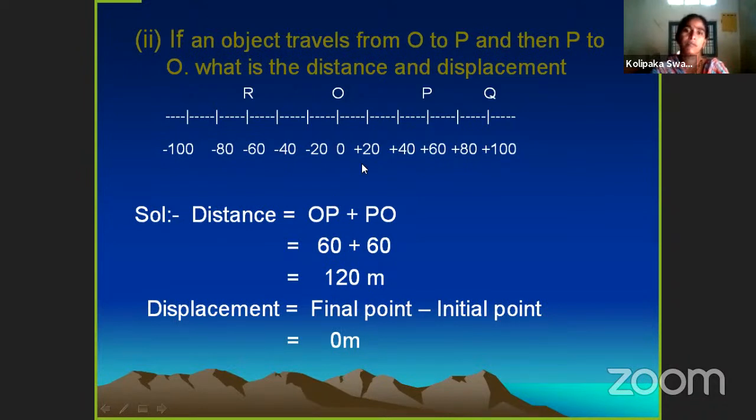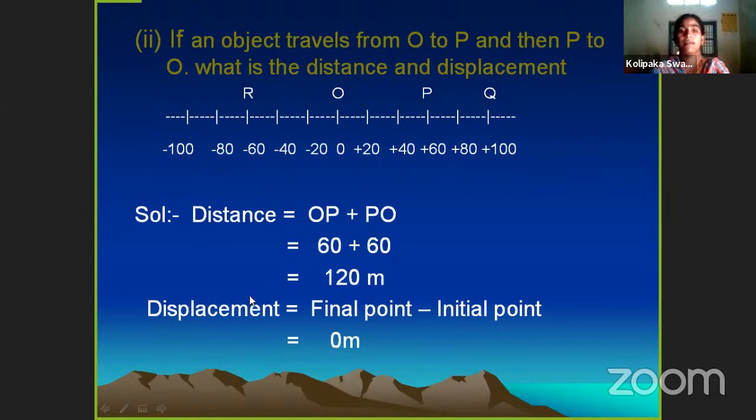Displacement. What is the displacement? Displacement means the final point minus initial point. The shortest distance between the initial point and final point we call displacement. The initial and final point is the same point, O. So this becomes 0. 60 minus 60. The initial and final point is the same point, so it is 0 meters. See here, the distance value is a positive value and the displacement value became 0.